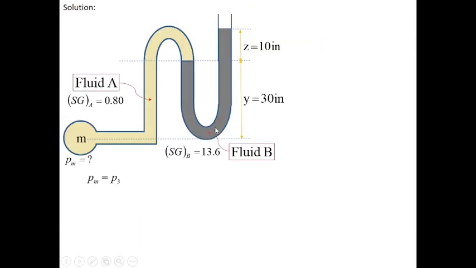So here it is. This is 30 inches. This is 10 inches. Okay? Then the specific gravity of oil, which is fluid A. The specific gravity of mercury, which is fluid B. Okay?